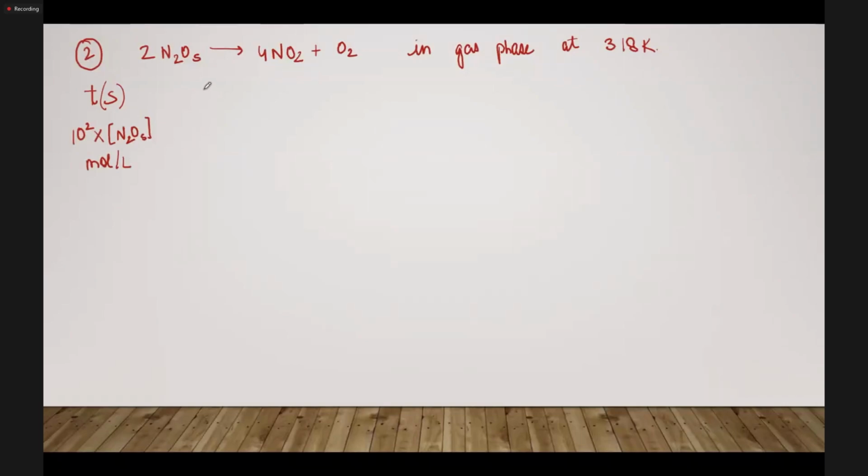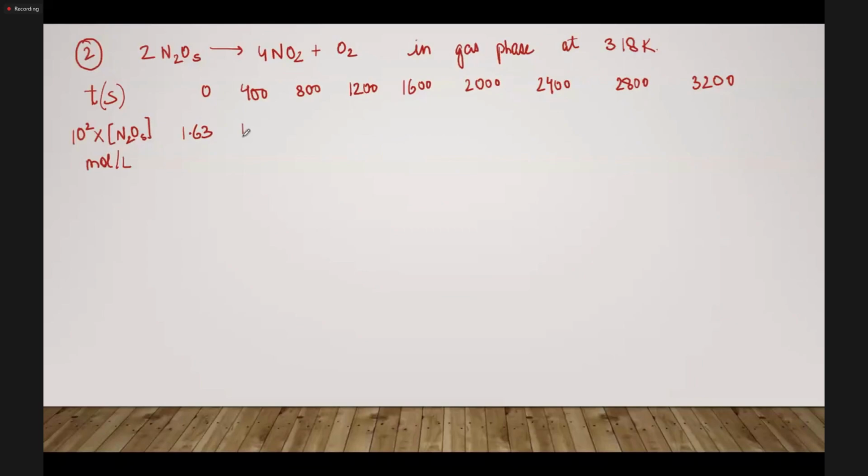So time is 0, 400, 800, 1200, 1600, 2000, 2400, 2800, and 3200.